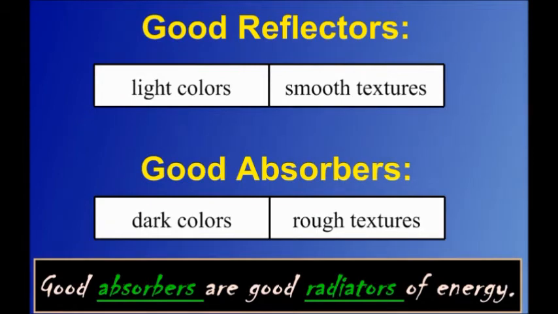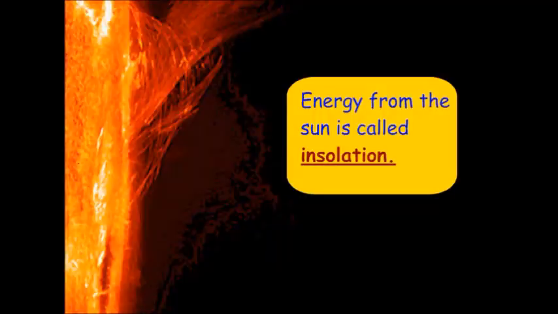Now there are some characteristics of a material that will determine whether it's going to be a good reflector or a good absorber. Good reflectors have light colors and smooth textures. Good absorbers have dark colors and rough textures. Materials that are good absorbers of electromagnetic energy are also good radiators of electromagnetic energy. This means that a dark colored object, for example, will heat up quickly in sunlight, but it will also cool off quickly after sunset because it rapidly radiates that electromagnetic energy back into the environment.